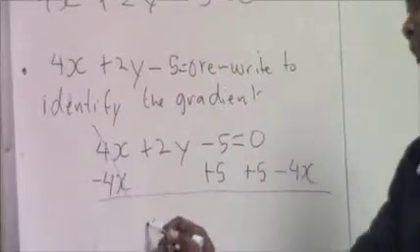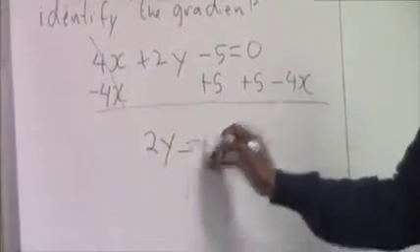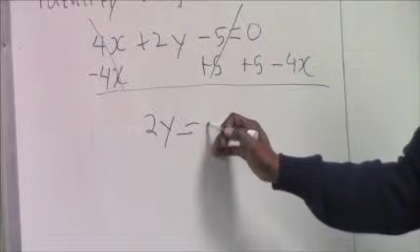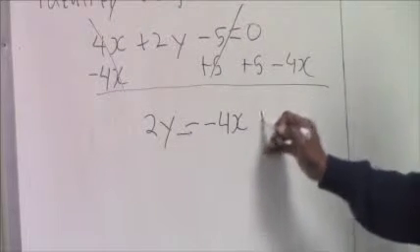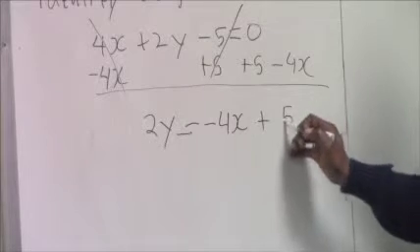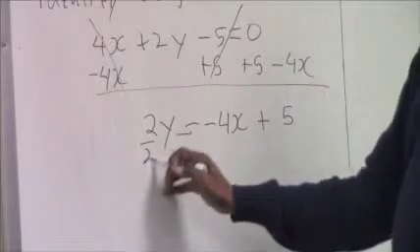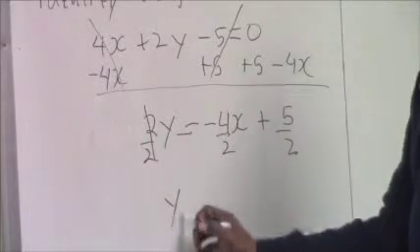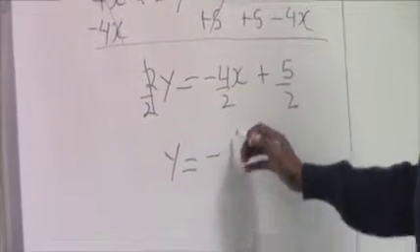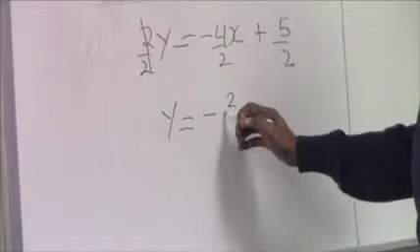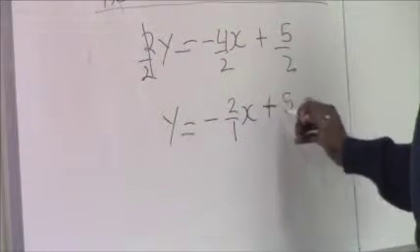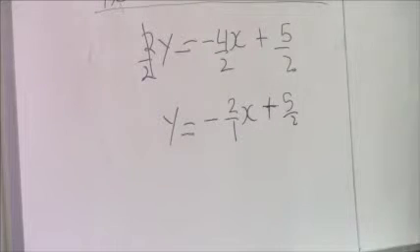Because I don't want my y to be negative, so I have 2y equals to what? This is going to be 0 equals negative 4x plus 5. And then I'll divide by 2, divide by 2, divide by 2. So I have y equals negative 2 over 1 x plus 5 over 2.